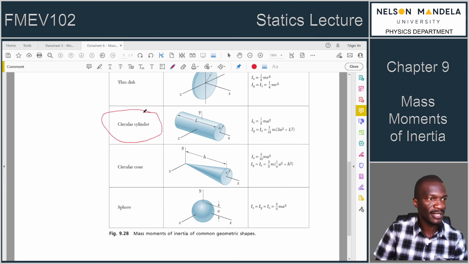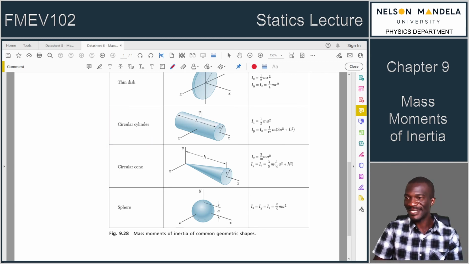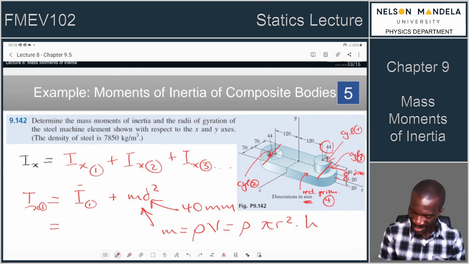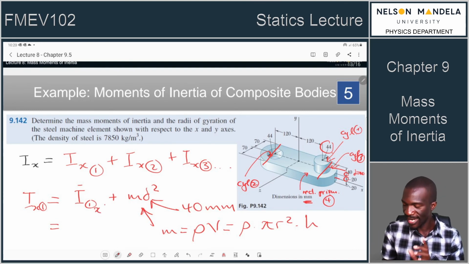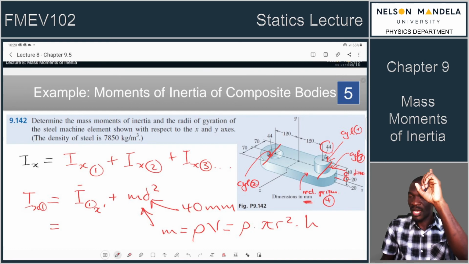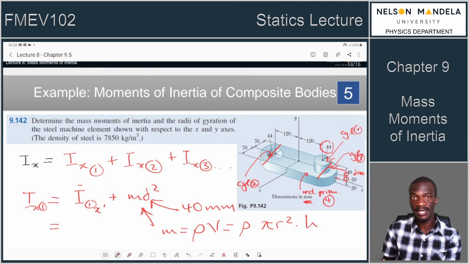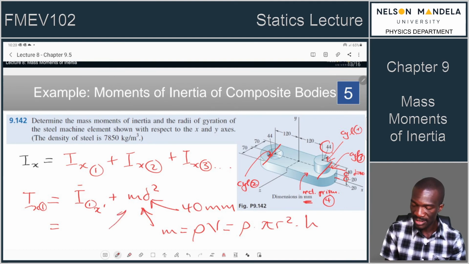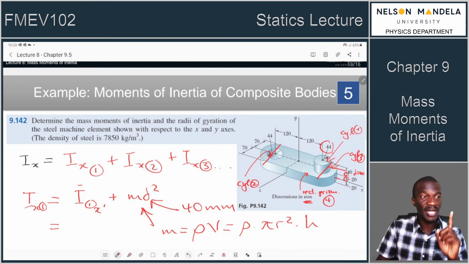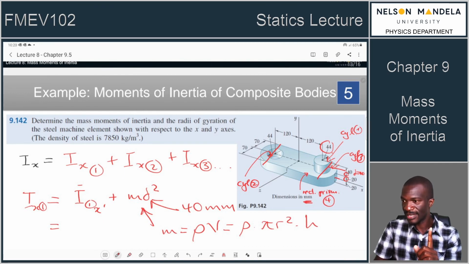We've got a circular cylinder. About what axis are we looking for this mass moment? This is about the x. So the centroidal x-axis is penetrating like a diameter, isn't it? Through the centroid. The centroidal x-axis, the one that we are using for this parallel axis theorem, is through the diameter. So we want a diametric centroid. That is what we're looking for.